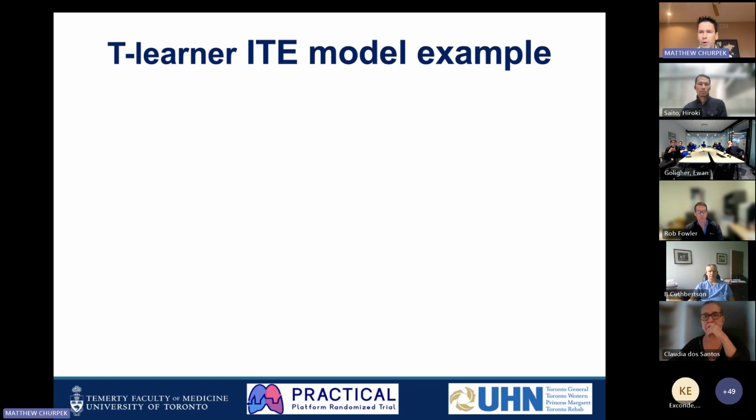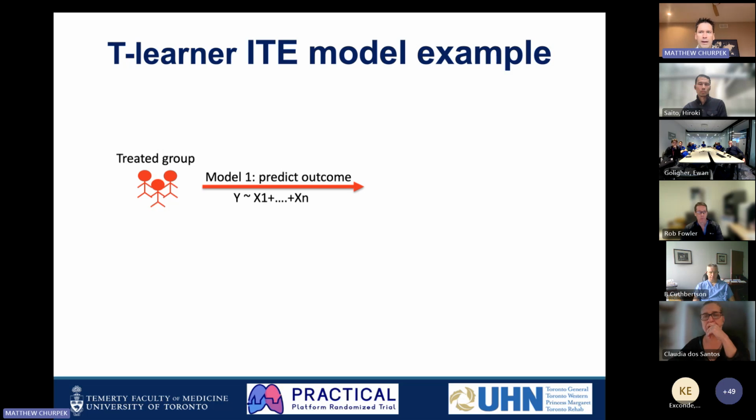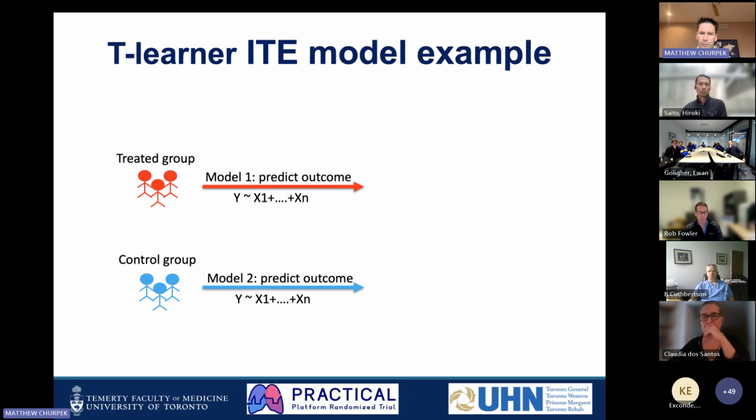There's an approach called a T-learner, and what T-learner means is just two models. The T is for two models. So the idea in this approach is you take the patients in your treated group and you build a model, and that model is just trying to predict the outcome. So let's say you're doing aspirin versus placebo. You take all the patients in the aspirin group and you try to predict mortality or whatever the outcome is. So that's model one. You then take all the patients in the control group, in this case the placebo group, and develop a second model, again to predict the outcome of mortality.